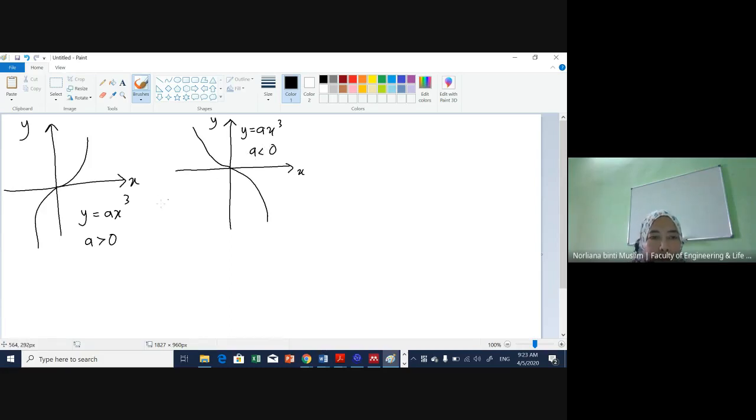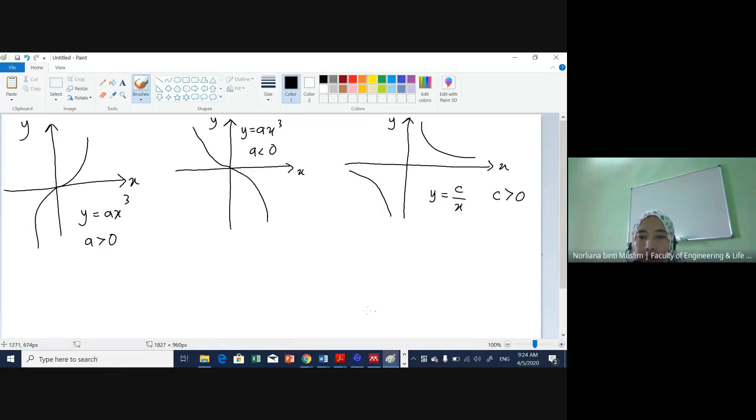Okay, two different types. One is A positive, the other one is A negative. Next, we have this kind of function. So the curve is on quadrant number 1 and 3. This is quotient function in terms of this one. This is when C is positive. So when C is negative, we're getting different quadrant like this.